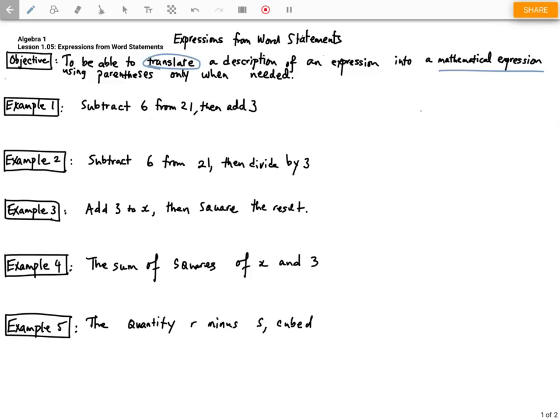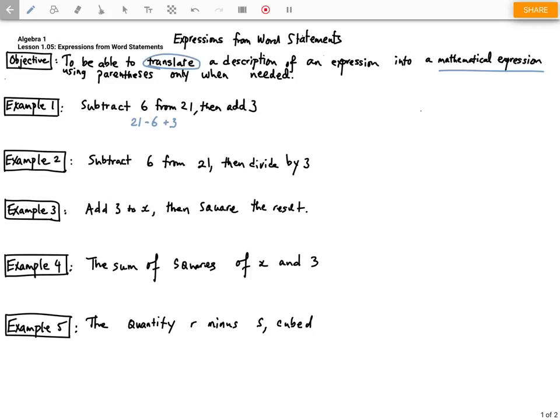Example number 1. Subtract 6 from 21, then add 3. Well, so you subtract 6 from 21. So that means 21 minus 6. And then you add 3.